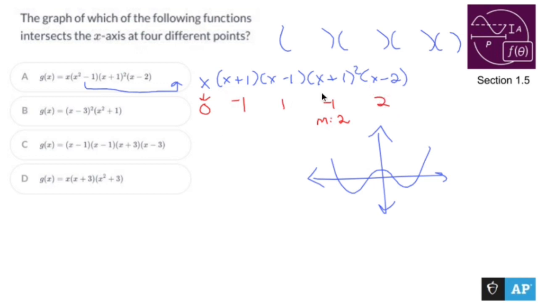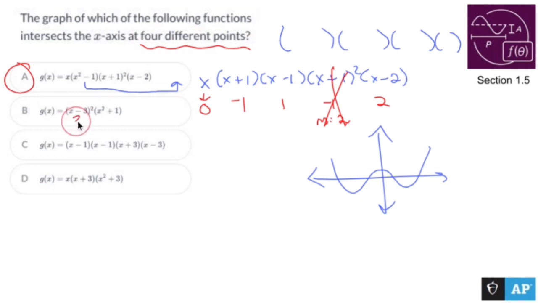Well, I'm not going to say -1 and -1 and -1. So this guy goes through for sure 0, -1, 1, and 2. Well, I'll be darned. Isn't that 4 different points? My answer is A. Now, if you're looking at B and you're thinking, why not B?